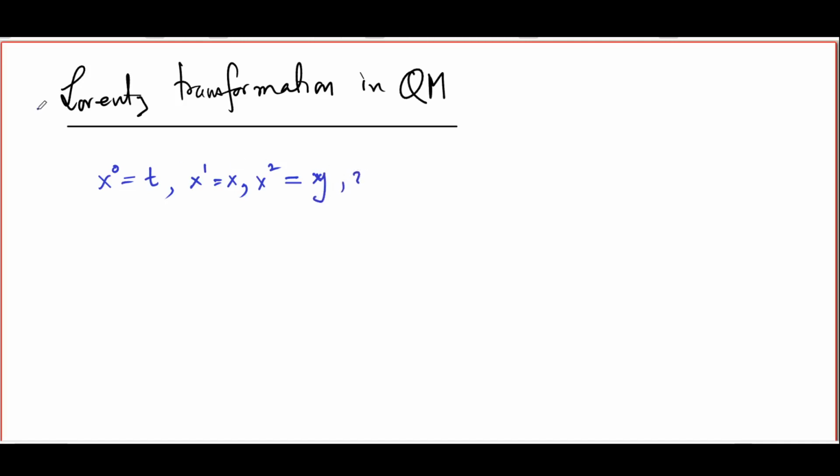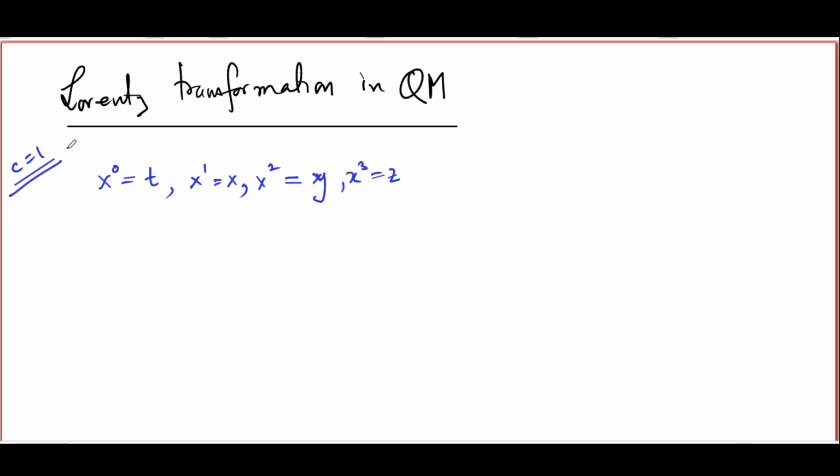And x3 is z. x0 is actually c times t, but we are going to use units where c is 1. So we have time, then the x coordinate, then the y coordinate, and then the z coordinate.